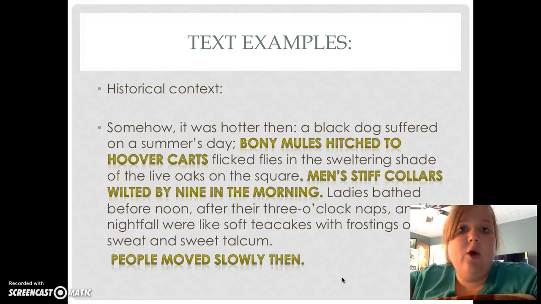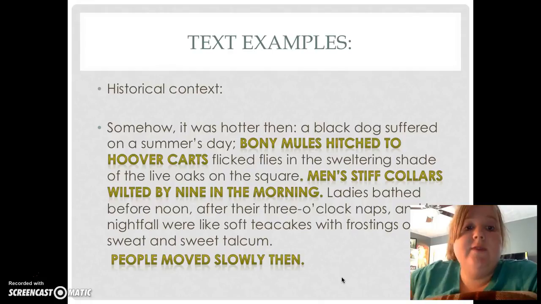We're able to tell what part of history this took place in because of things like bony mules hitched to Hoover carts. We don't see horses and buggies now, or mules pulling buggies, but in this part of the time period, that was what's happening. Again, men were going out. A lot of labor was happening in fields and outdoor labor. You can see that. Men's stiff collars wilted by 9 in the morning. There are plenty of events in the story that you'll be able to tell what part of the historical context it takes place in.